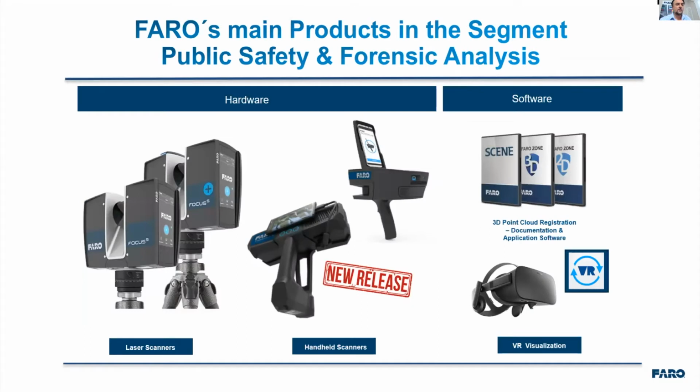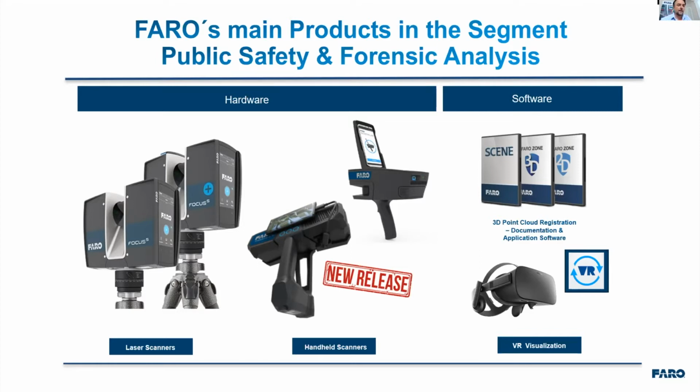Let's take a look at FARO's main product range for the segment of public safety and forensics. On the hardware side, we have a complete range of 3D laser scanners, and also, of course, 2D and 3D handheld scanners. This hardware is combined with a wide range of software, from solutions for 3D point cloud processing, registration, and documentation, up to visualization and 3D reality data sharing.